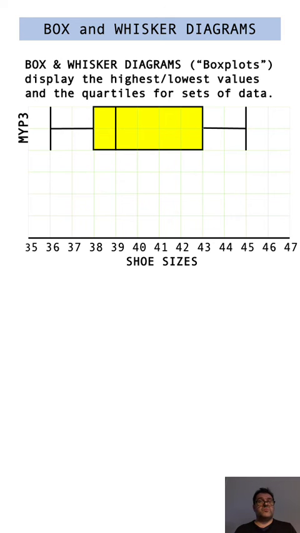It's called a box and whisker diagram because it's got a box in the middle and then kind of looks like a cat's whisker on the edges, showing you the full range of the data.